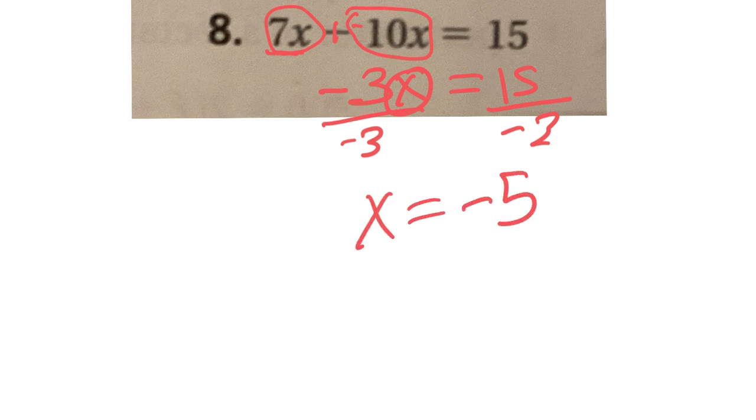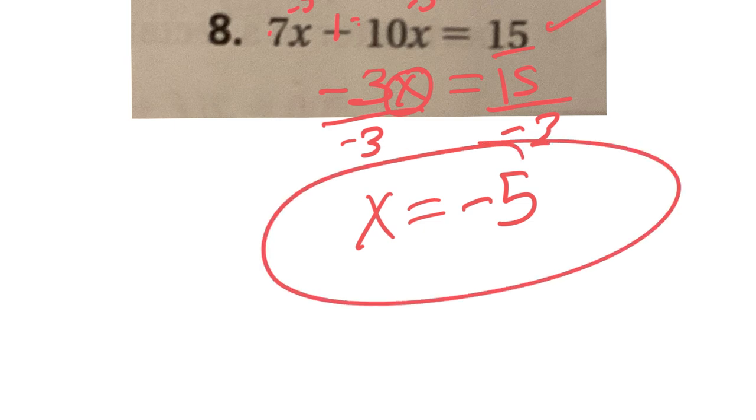Let's put it in and check away. Negative 5 in here, and a negative 5 in here. And if I add the opposite, so we have 7 times negative 5, that's negative 35, plus negative 10 times negative 5, that's a positive 50. And then when I add negative 35 to 50, it gets me a positive 15, which is what I have. Checks out.